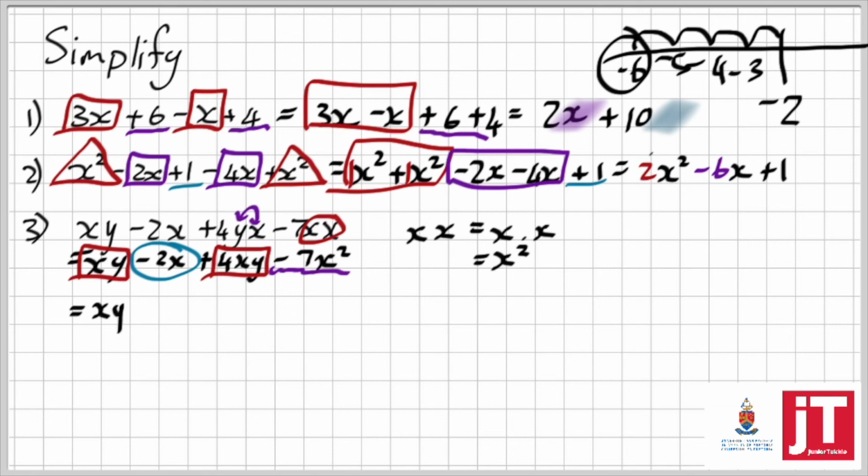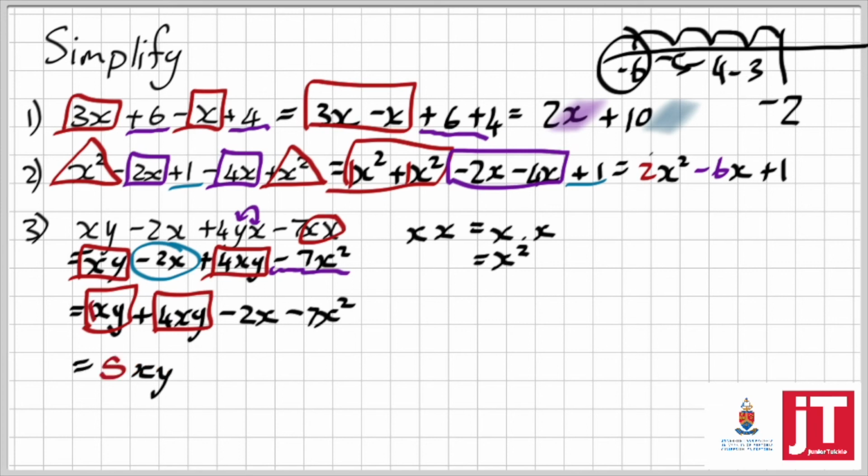Then I'm going to shuffle them around. I'm going to put the like terms together. So 1xy plus 4xy, so 1 box plus 4 boxes is 5 boxes. Then I've got negative 2x and negative 7x squared, and that's the end of it. Oh, what a lesson this, guys. This is so crucial that you get this. Please make sure, put your things in boxes. Just add and subtract the like terms.